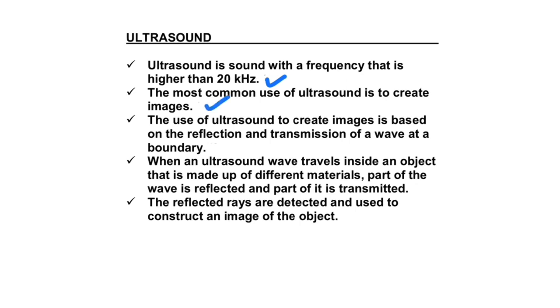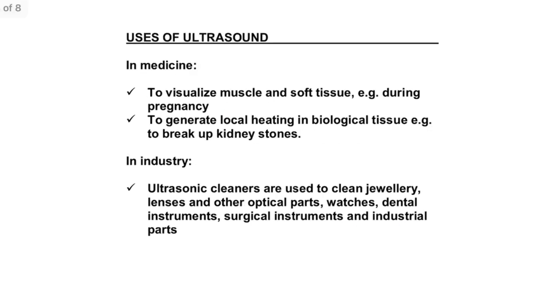The use of ultrasound to create images is based on the reflection and transmission of a wave at a boundary. When an ultrasound wave travels inside an object that is made up of different materials, part of the wave is reflected and part of it is transmitted. The reflected rays are detected and used to construct an image of the object. So that is ultrasound. And lastly, let's talk about the use of ultrasound in medicine and in the industry.